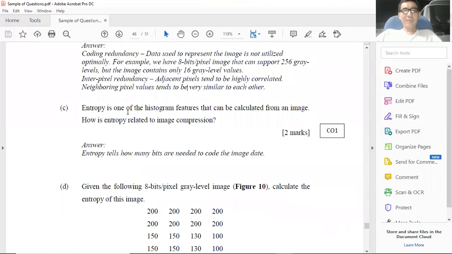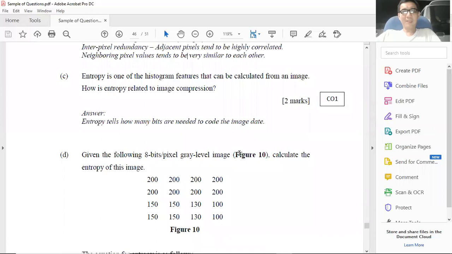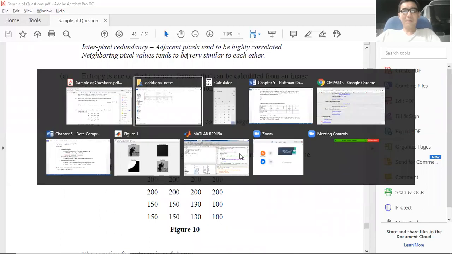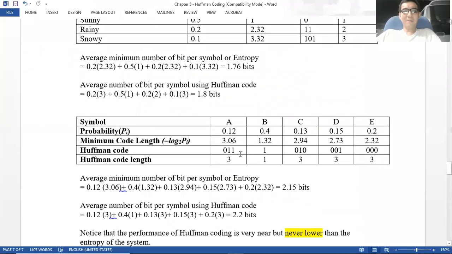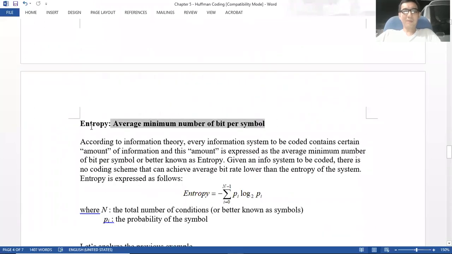Okay, entropy. So what is entropy? Entropy is actually the minimum average number of bits per symbol. Okay, it's actually available in the notes. Entropy, average minimum number of bits per symbol. All right, so this is the right answer.